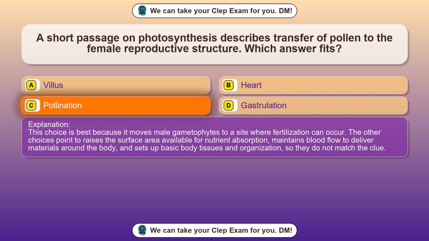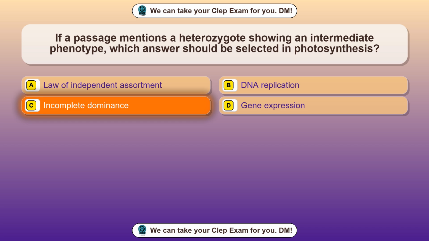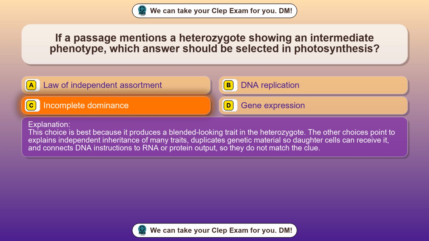The other choices point to raises the surface area available for nutrient absorption, maintains blood flow to deliver materials around the body, and sets up basic body tissues and organization, so they do not match the clue. Question 2. If a passage mentions a heterozygote showing an intermediate phenotype, which answer should be selected in photosynthesis? Option A, law of independent assortment. Option B, DNA replication. Option C, incomplete dominance. Option D, gene expression. The correct answer is option C, incomplete dominance. This choice is best because it produces a blended-looking trait in the heterozygote.